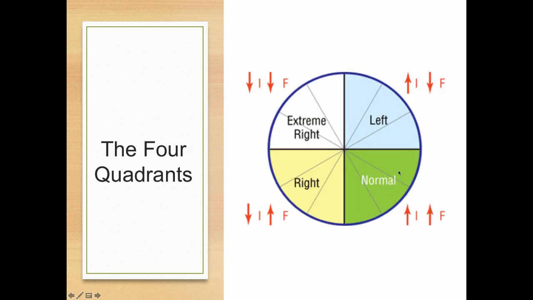So again, our normal quadrant, positive in 1, positive in AVF. Our left axis deviation quadrant, positive in 1, but negative in AVF. Our right axis deviation quadrant, negative in 1, positive in AVF. And then our extreme right axis quadrant is negative in 1 and negative in AVF.